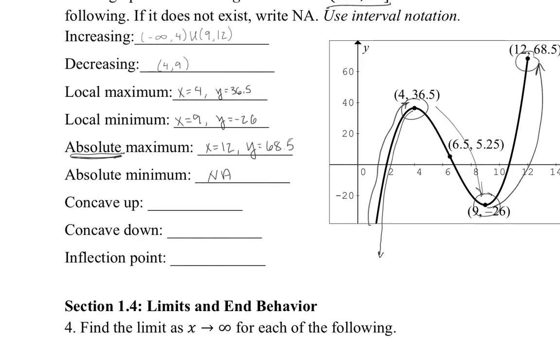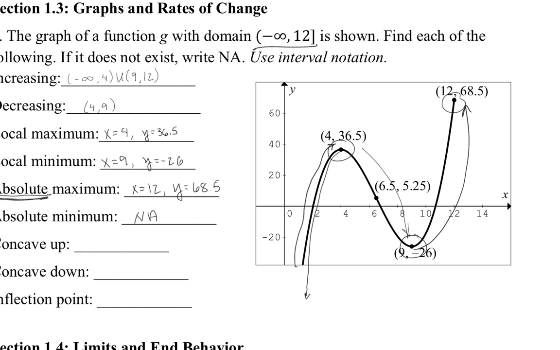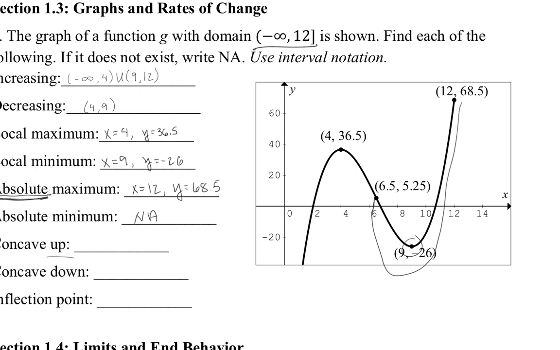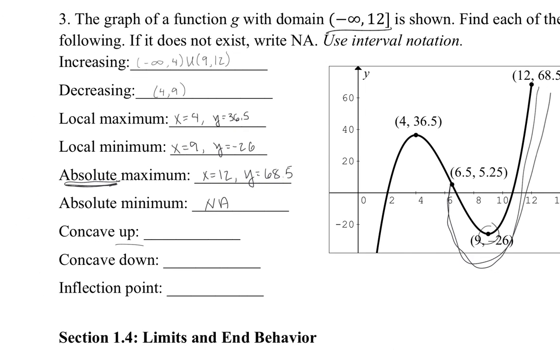Now for concavity, we are going to look at when our graph is shaped opening upward, so it's going to be concave up. We are looking at our local minimum, which is where that's centered around. And we can see that in this area, it's concave up. So we're going to say that is from 6.5 up to 12. And then that means this area would have to be concave down, which is -infinity up to 6.5.